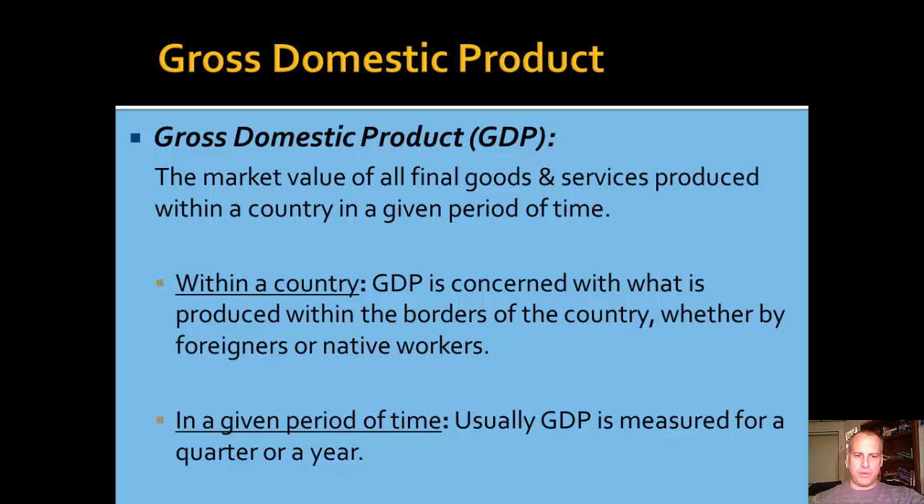GDP is concerned with production in a given period of time. So usually we'll measure GDP for a quarter or a year. So these are things to keep in mind when you think about exactly what it is that GDP is trying to measure.